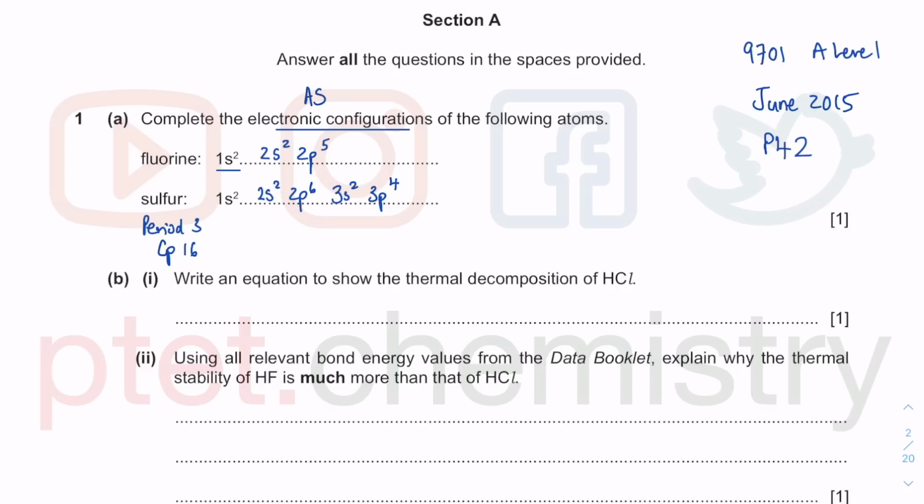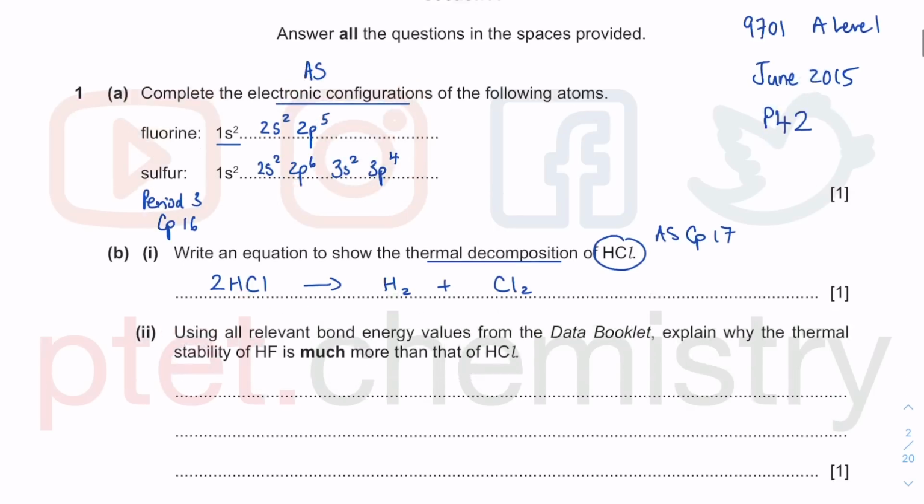B part 1, write an equation to show the thermal decomposition of HCl. This is as part of group 17 chemistry from AS, and when you decompose HCl, you're going to get back the elements H2 and Cl2. So there's 2 HCl like that. They're not asking for the state symbols, so we'll be alright to just write a balanced equation. Even when they don't ask for balanced equations, whatever equation you write in A-level chemistry has to be balanced.